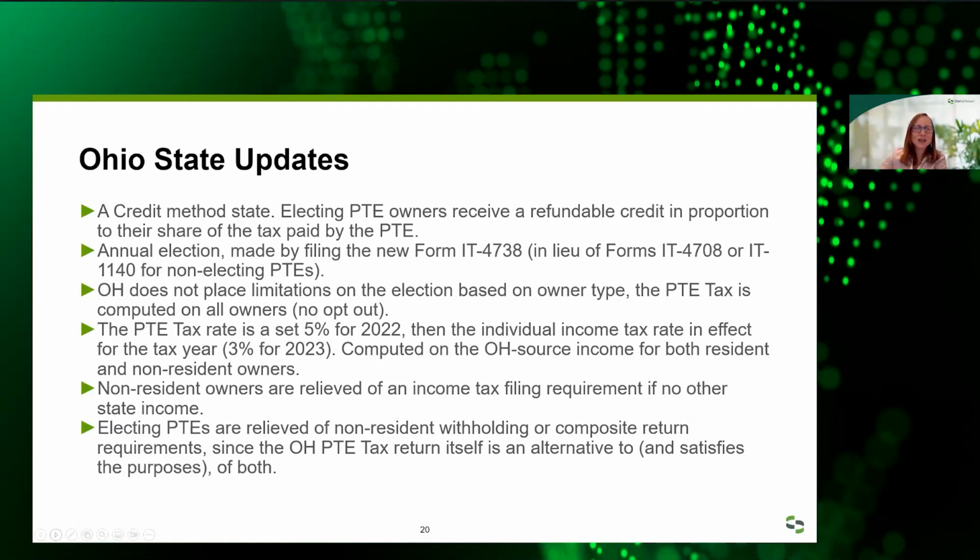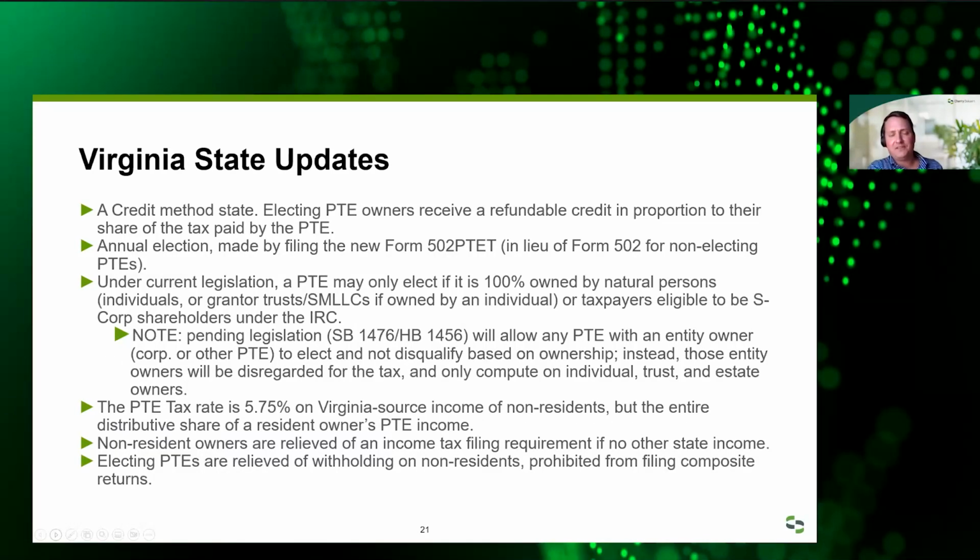Okay. Any other comments on this one, or should we move on? We can move on. It takes care of the non-resident filing requirement if they make the election, because really it's just a replacement for withholding and composite. Yeah, and you can read the slide and see those other comments.